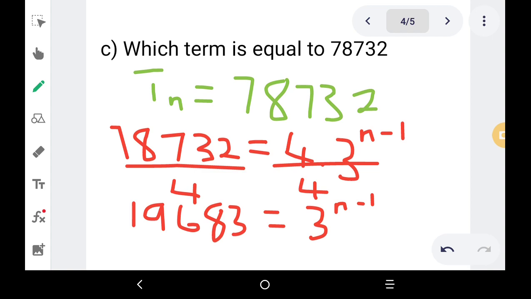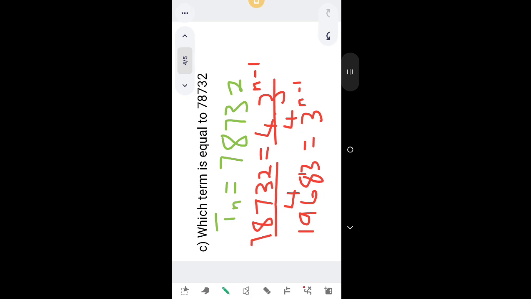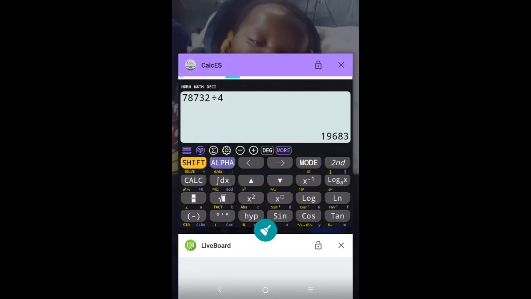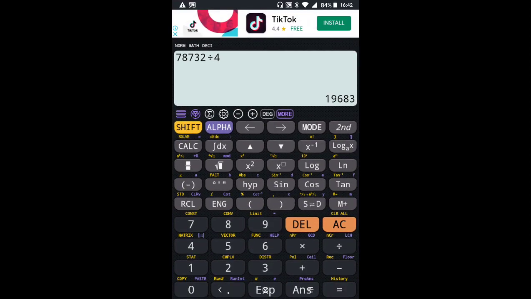Now, from grade 11, we know that if we are dealing with exponents, we need to change 19683 into a prime product. We're going to do that from our calculator. Again, let's go back to our calculator. We say equals, shift, and then fact. It says it can be written as 3 to the power of 9.